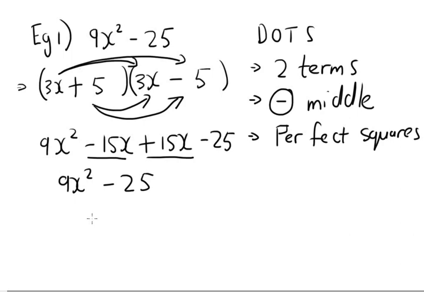Let's have a look at another example. Example 2: 1 over 81 minus x squared. I know that we don't like fractions, but sometimes we have to just take it one step at a time. So we follow the 3 rules around whether this is a difference of 2 squares. The first thing: there are 2 terms, there's a negative in the middle, and both are perfect squares.